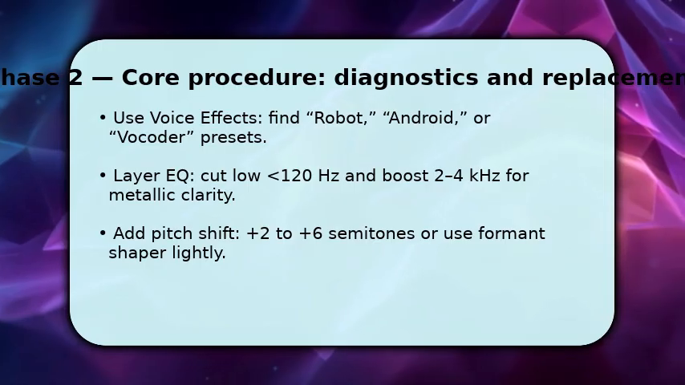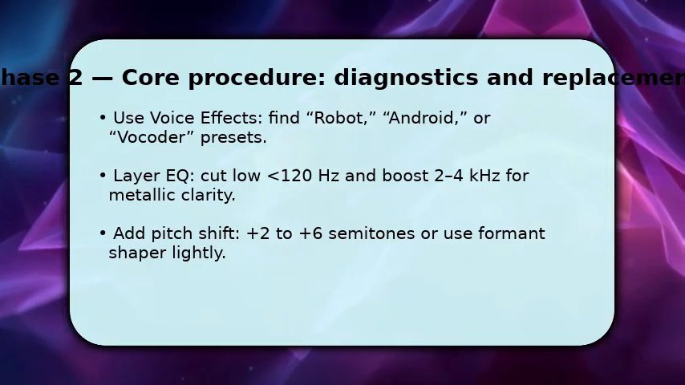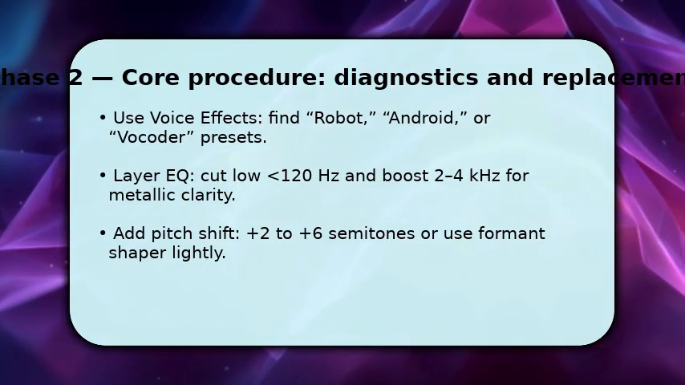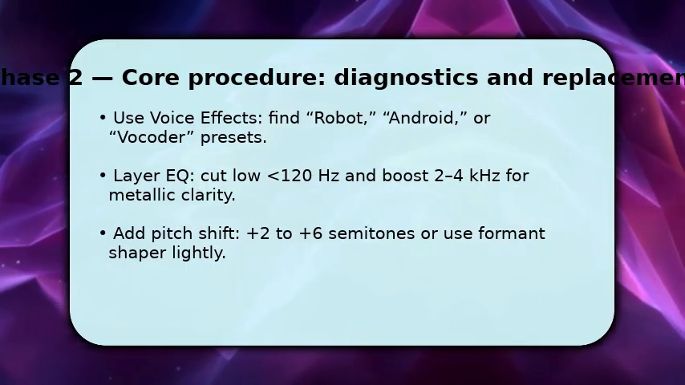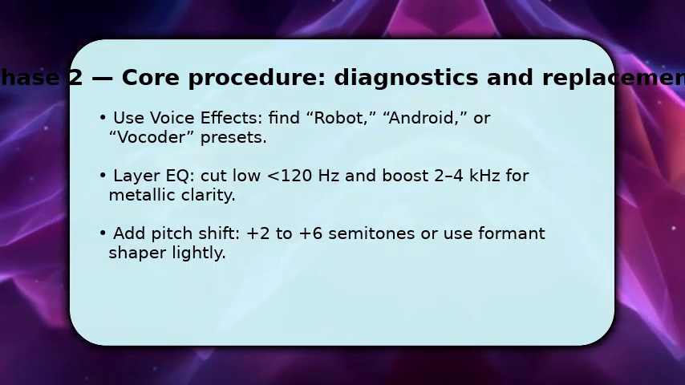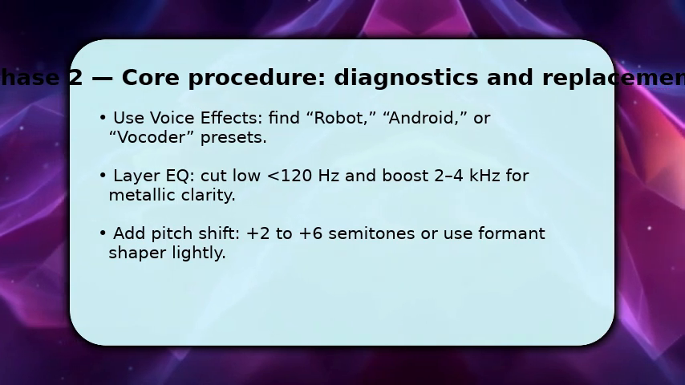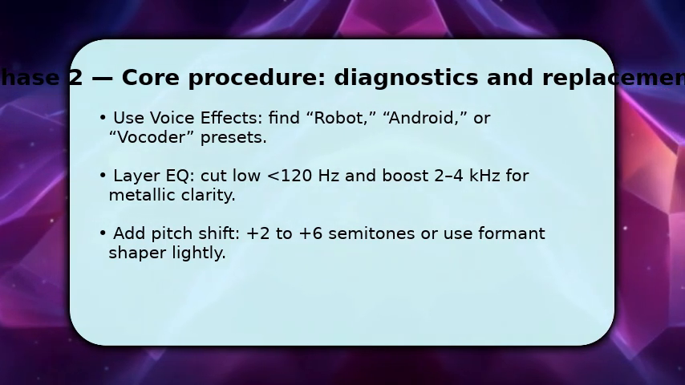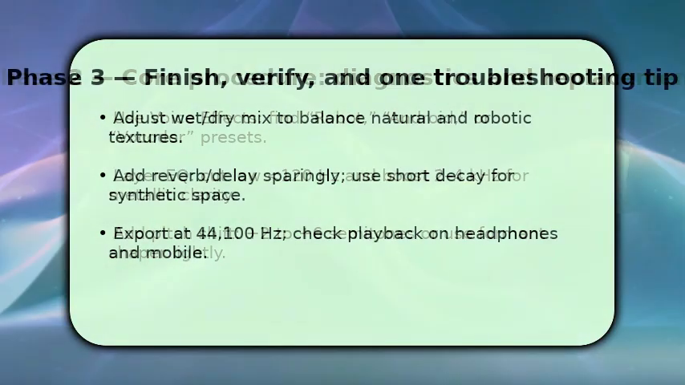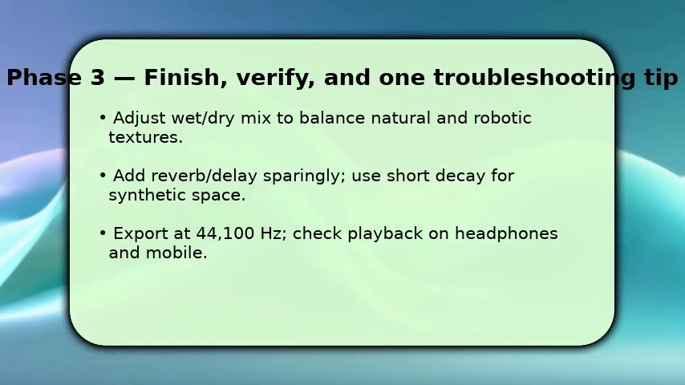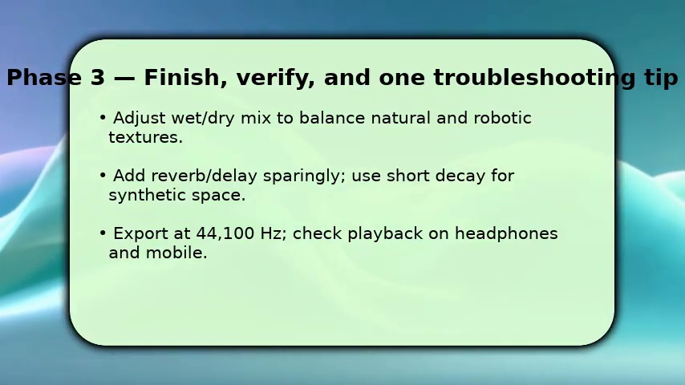Then apply pitch shift or formant adjustment. Raising pitch a few semitones tightens the artificial quality. Also layer a subtle chorus or flange at low depth to simulate modulation. Make incremental changes and preview continuously. Finish by balancing the wet/dry mix so the robotic effect feels intentional rather than overpowering. You want clarity and intelligibility.